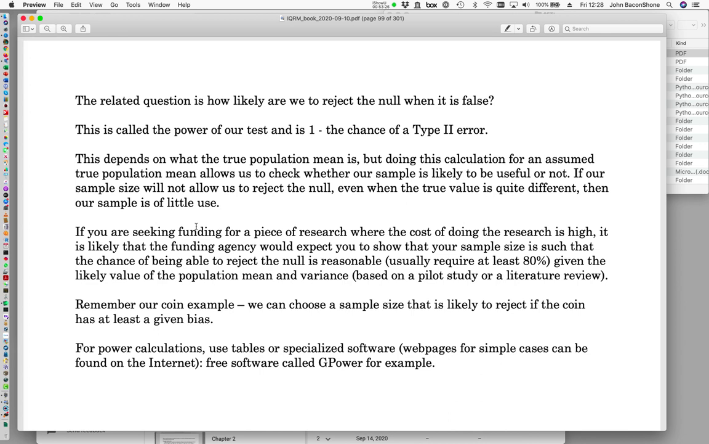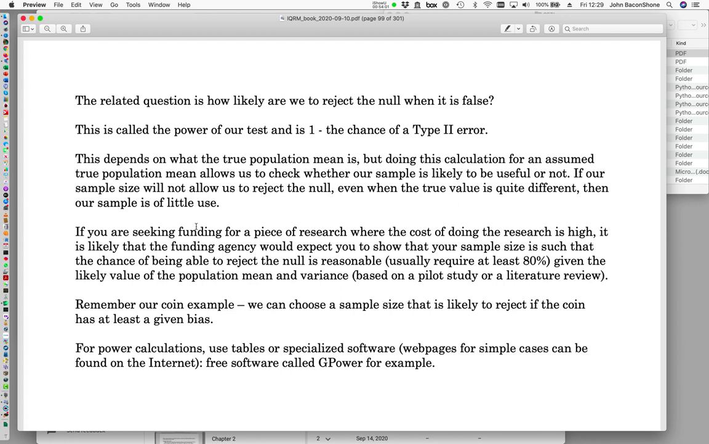Because if our sample size will not likely allow us to reject the null, even when the true value is quite different, then our sample is of little use. So if you're seeking funding for a piece of research where the cost of doing the research is high, it's likely that the funding agency would expect you to be able to show that your sample size is such that the chance of being able to reject the null is reasonable. In other words, that the power is sufficient. So usually it would be expected that the power should be at least 80%.